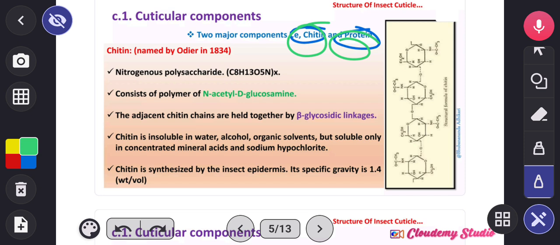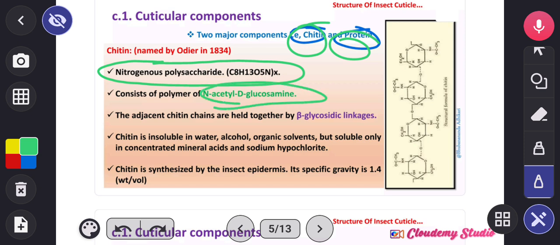Now, chitin consists of a nitrogenous polysaccharide made of N-acetylglucosamine, which we have the structure of over here. Look at the structure. The adjacent chitin chains are held together by what we know as beta glycosidic linkage.